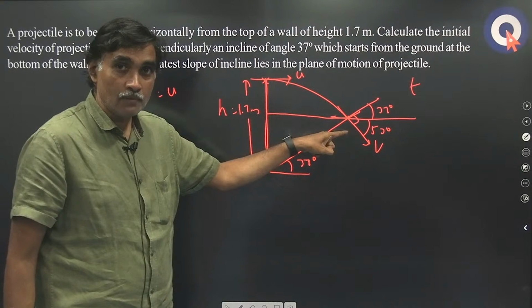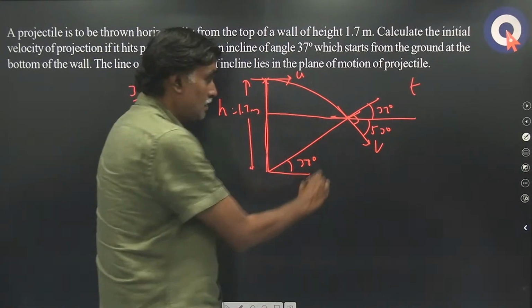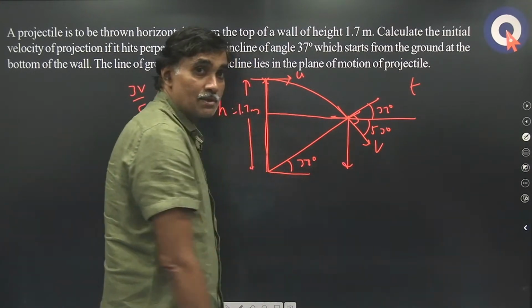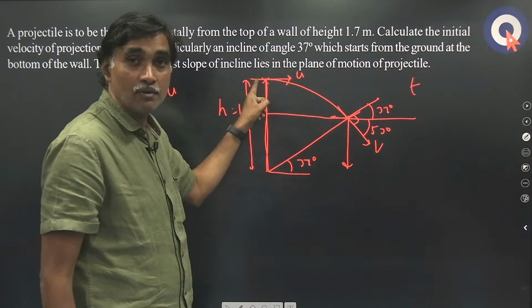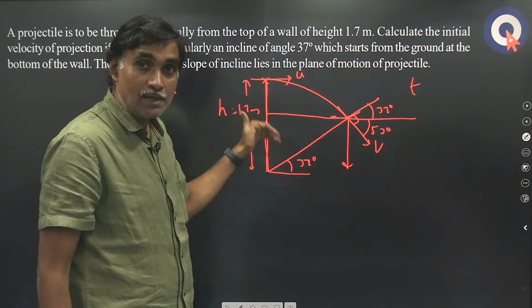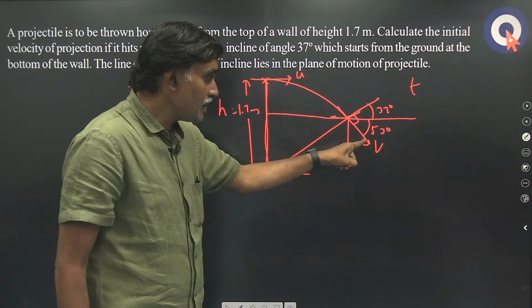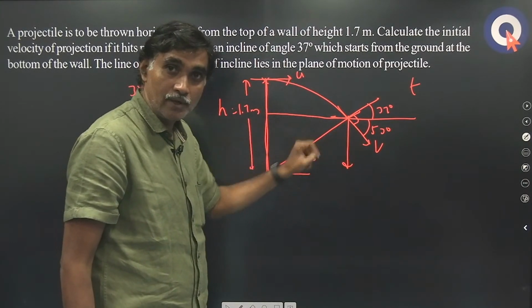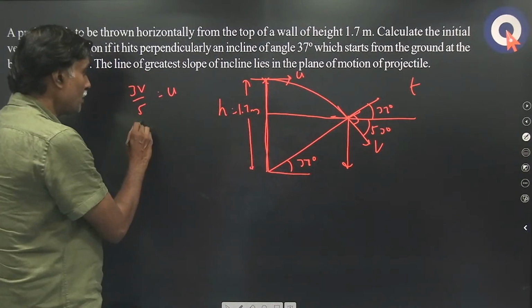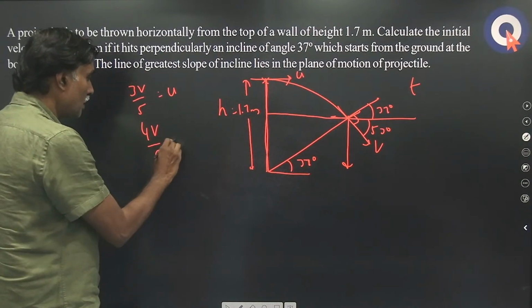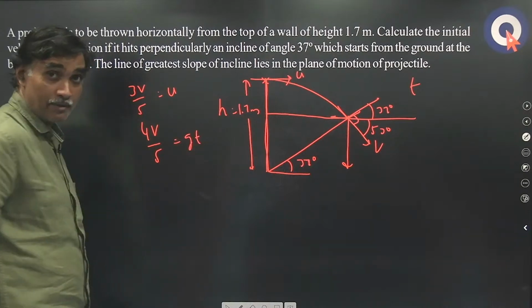By the time it goes from here to here, it has acquired vertical velocity. What vertical velocity has it acquired? It is gt. What is the initial vertical velocity? 0. After time t, what is the vertical velocity? gt. That is nothing but v cos 37. So 4v by 5 equals gt, that is the second equation.